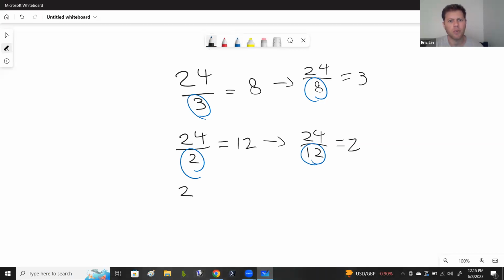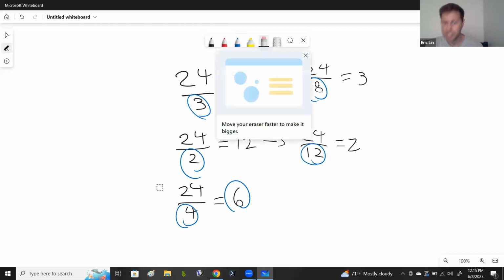I think I missed one. So 24 divided by 4 is equal to 6, and therefore 24 divided by 6 is 4. So all of these are factors of the number 24. So hopefully this helps you understand. And just to say it plainly, if a number evenly divides into another number, then we would say it is a factor of that number. So 3 is a factor of 24. 8 is a factor of 24, etc.